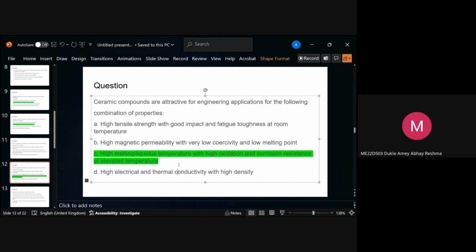Ceramics do not have good tensile strength. They usually have good compressive strength. Impact toughness is obviously not the case. We have always seen that ceramics are brittle in nature, so they do not have very good impact strength. Magnetic permeability is also quite low in ceramic compounds, and they obviously do not have very high electrical conductivity.